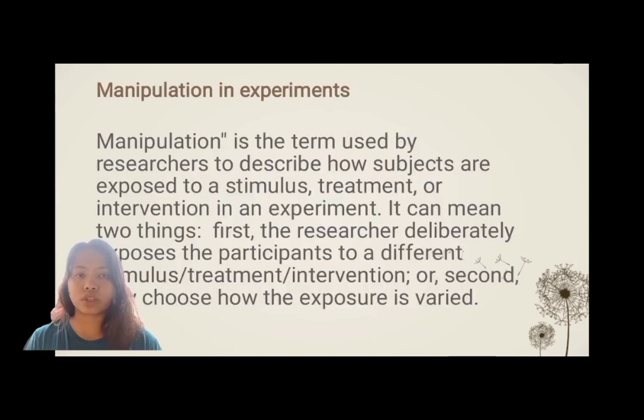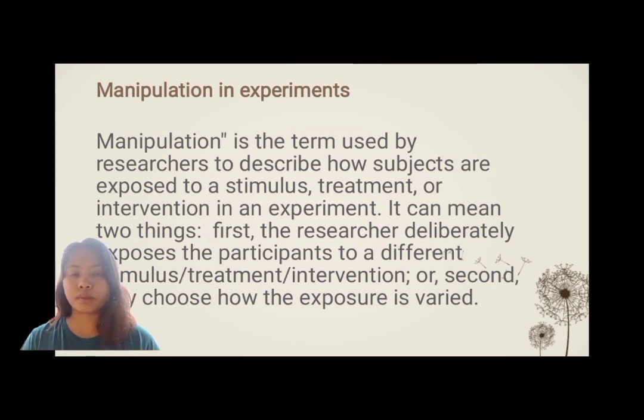Manipulation in experiment. Manipulation is a term used by researchers to describe how subjects are exposed to a stimulus, treatment, or intervention in an experiment. It can mean two things. First, the researcher deliberately exposes the participants to the stimulus, treatment, or intervention. Second, they choose how the exposure is varied.